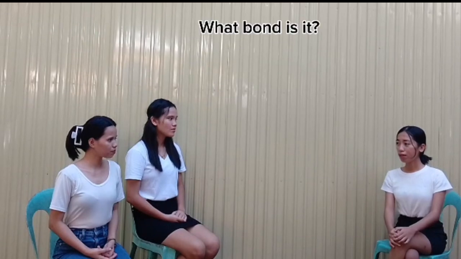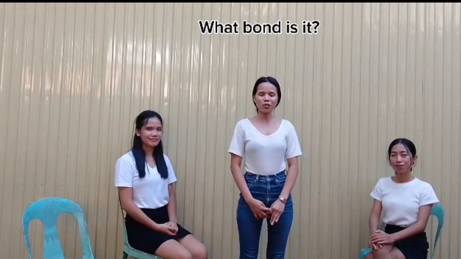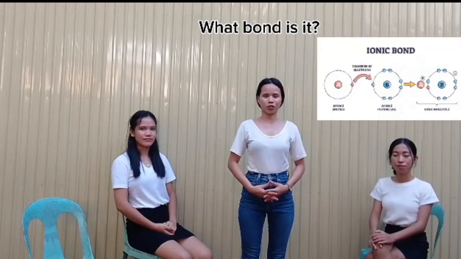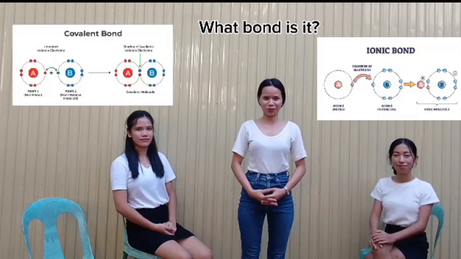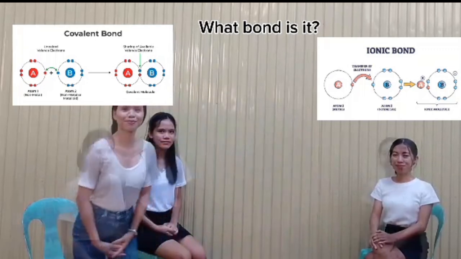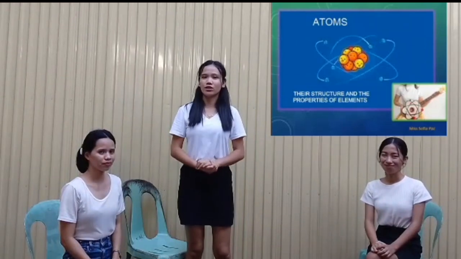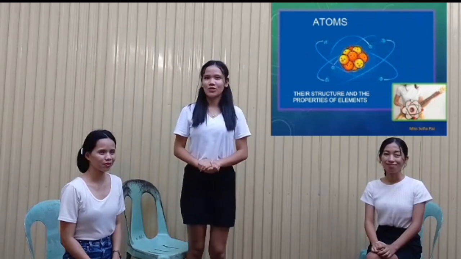As far as I know, atoms can also form different types of bonds based on their properties. So, what bonds are those? Yes, we have the ionic bond. It occurs when atoms transfer electrons, while covalent bonds form when atoms share electrons. Yes, that's right. These properties dictate how atoms interact with each other to form molecules and compounds, which in turn make up everything in the universe.